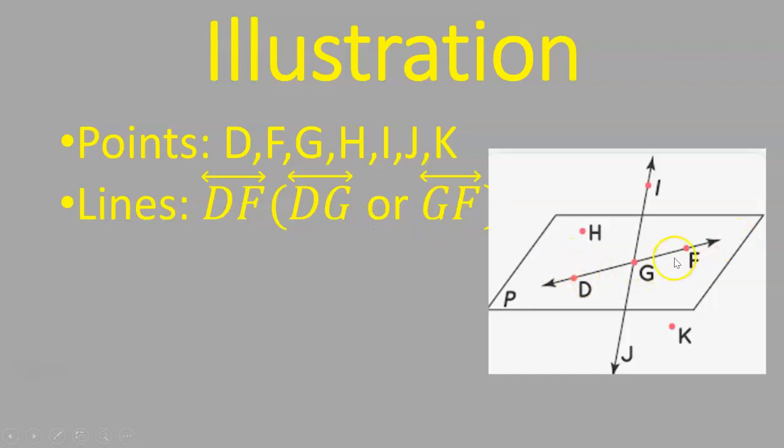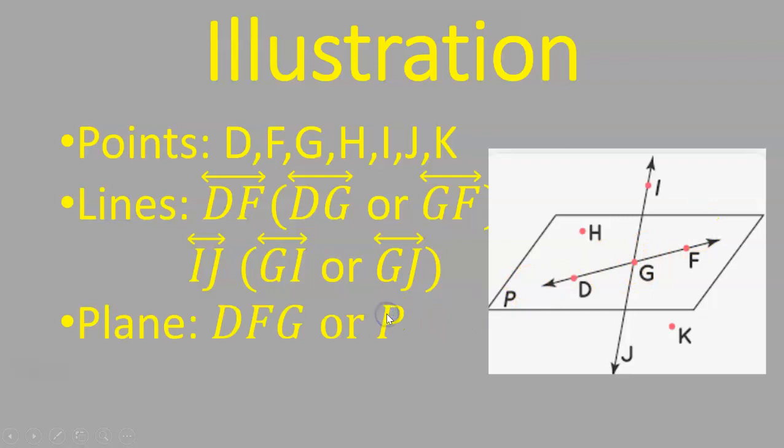You could name the first one line DF. You can see the arrows on top. You could also call it line DG because those 2 points are on the same line. Or GF. These are all the same line. You could go backwards also and say line FD. These 3 points are called collinear points because they're all on the same line. We also have line IJ, or you could name it GI, GJ, JG. Those are lines. Again, one-dimensional, goes forever in each direction.